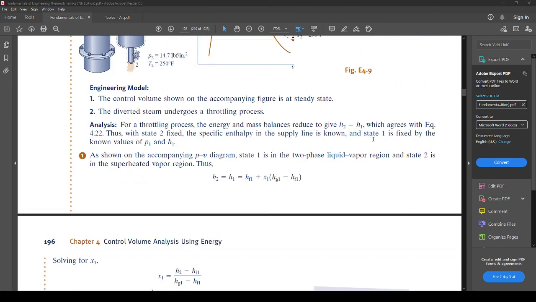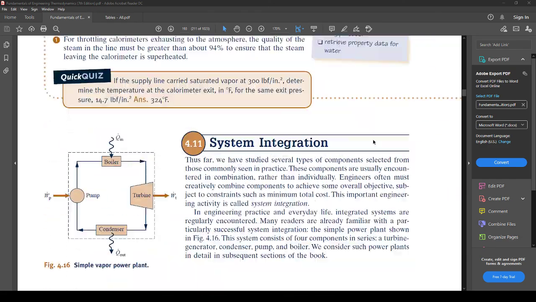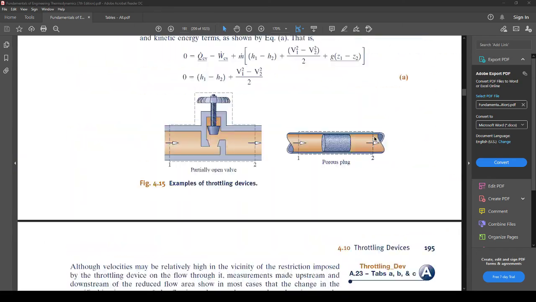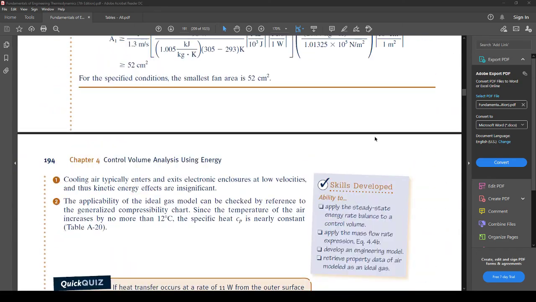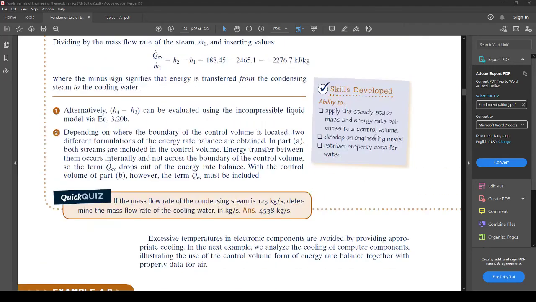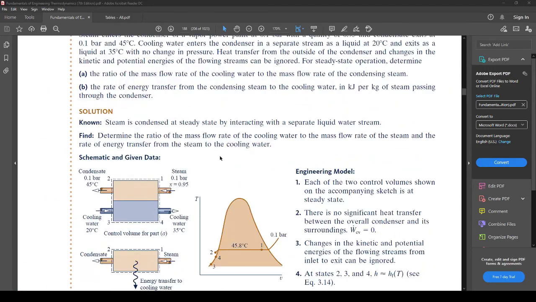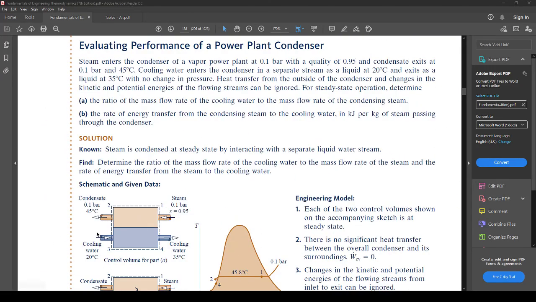Alright, so let's see if we can do a question. So we have 30 minutes or 20 minutes. Let's do a question really fast. There wasn't a whole lot in this chapter about what these things are really about, but I guess I should show these. So we have evaluating performance of a plant condenser.